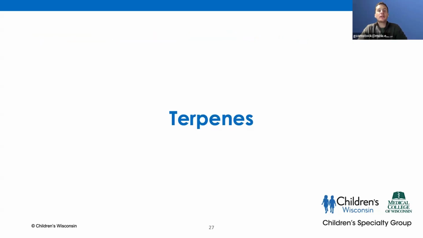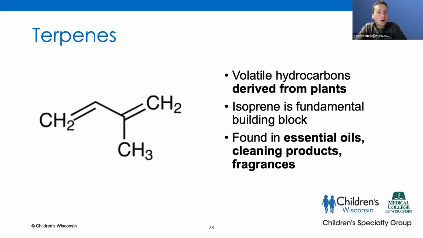So moving on from our inhalants and on to the terpenes. Broadly speaking, terpenes are built from these isoprene building blocks.